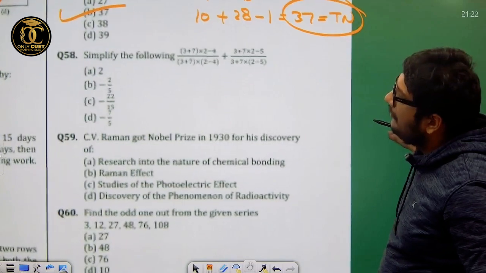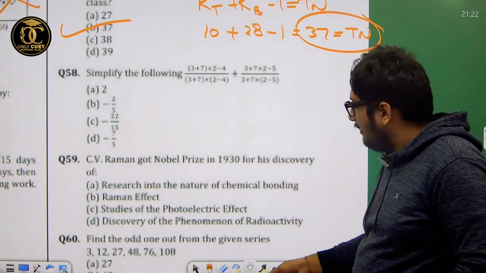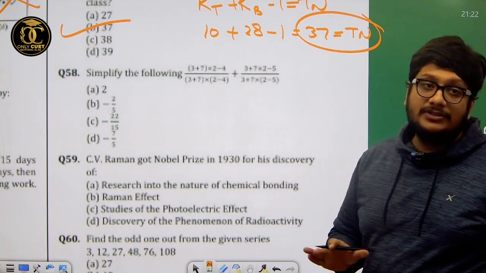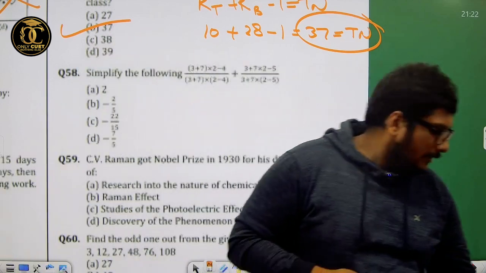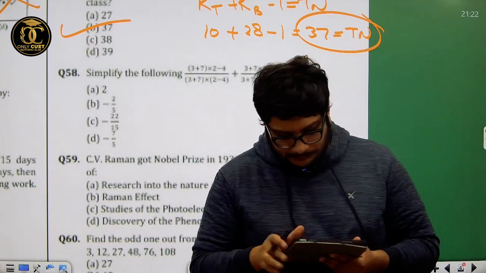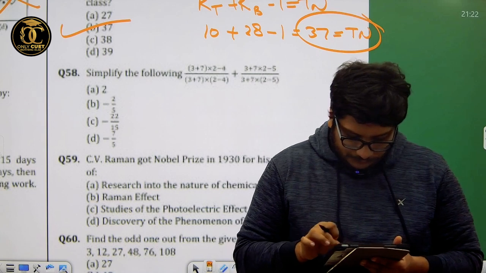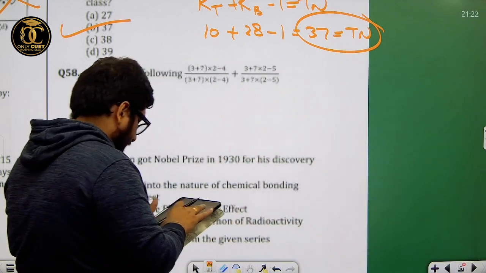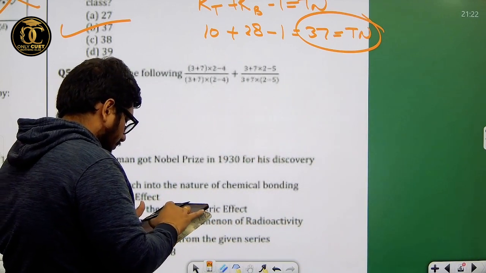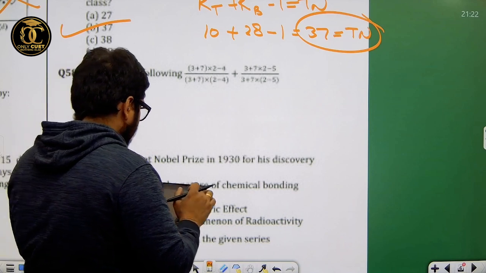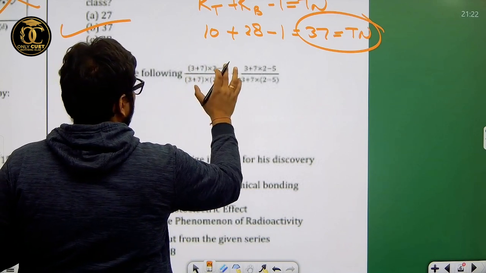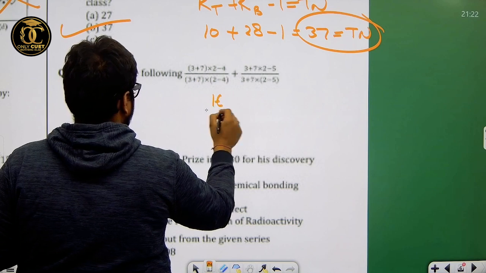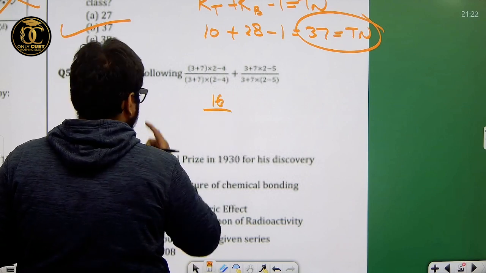Next, question number 58. Simplify the following. It's one of the very good questions and a little tricky. I'll just use my iPad to cross check the question. It says 3 plus 7 multiplied by 2 minus 4. 3 plus 7, 10. 10 into 2, 20. 20 minus 4, 16. Numerator is 16.